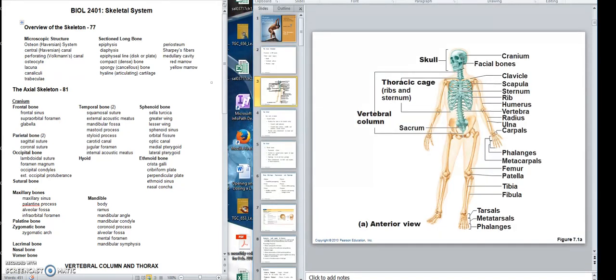Okay, class. The skeleton is divided up into an axial skeleton and an appendicular skeleton. I kind of think of the axial skeleton like the axis, like a pen, and around it is the appendicular skeleton. The axial skeleton would be in green here. It has the skull, the vertebral column, the ribs, the sternum. See, here's the sacrum here.